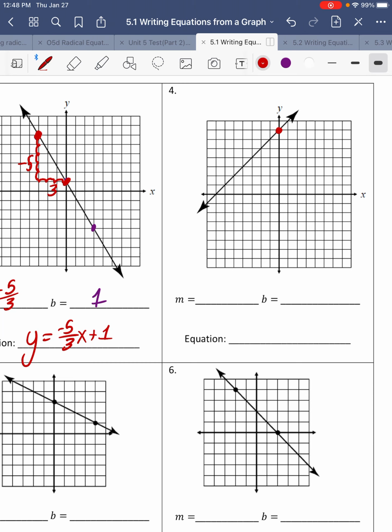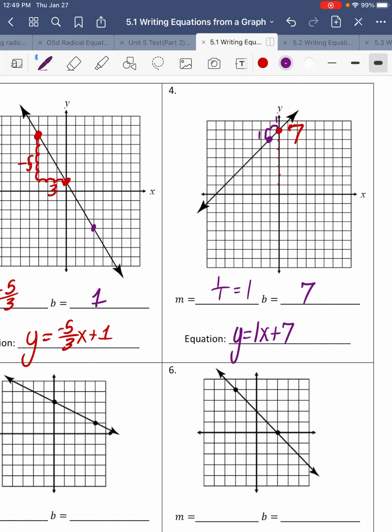Number 4. It looks like your y-intercept is at 1, 2, 3, 4, 5, 6, 7. 7. And then our slope, you can take any point you want. Looks like there's a point right next to it. I'm going to start on the left point and go up 1. So it's 1, and to the right 1. 1 divided by 1 is 1. And our y-intercept is 7. So you have y equals 1x plus 7.